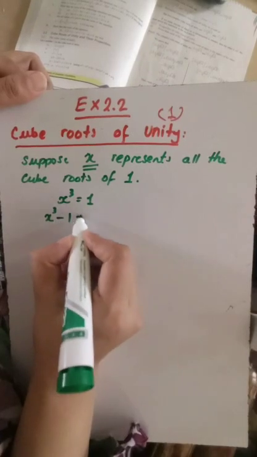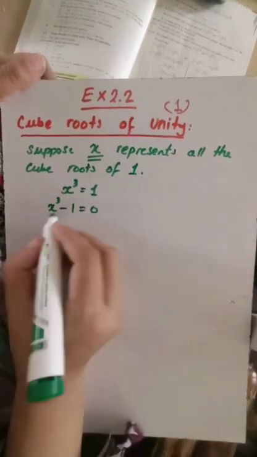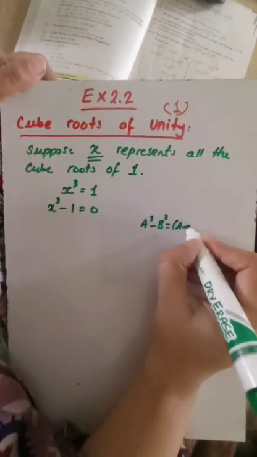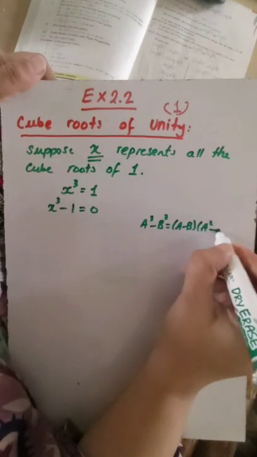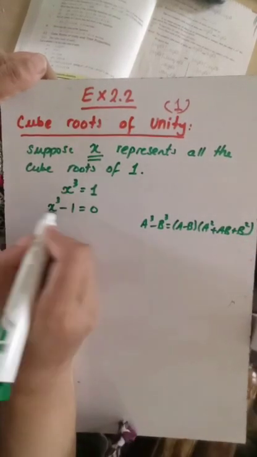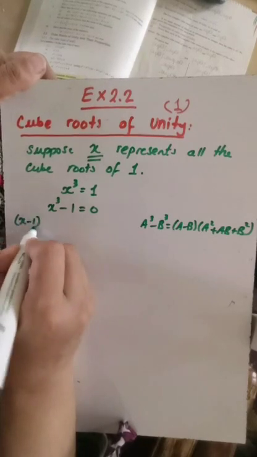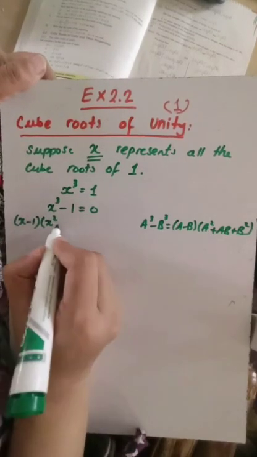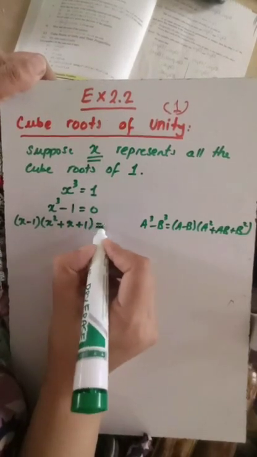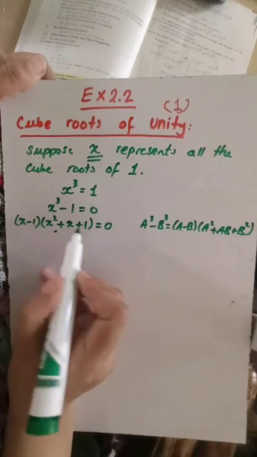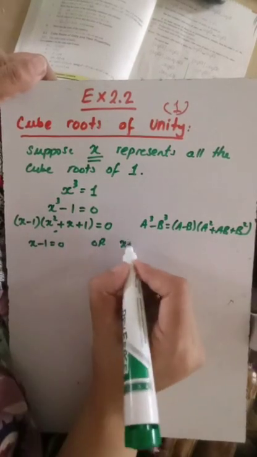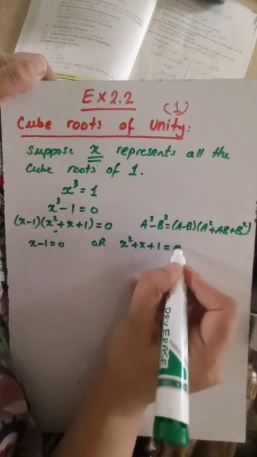Shifting 1 to the left hand side, we get x cube minus 1 equals 0. Now applying the formula a cube minus b cube equals a minus b times a square plus ab plus b square, x cube minus 1 will be equal to x minus 1 times x square plus x plus 1 equals 0. As we have two factors and their product is equal to 0, either x minus 1 is equal to 0 or x square plus x plus 1 is equal to 0.